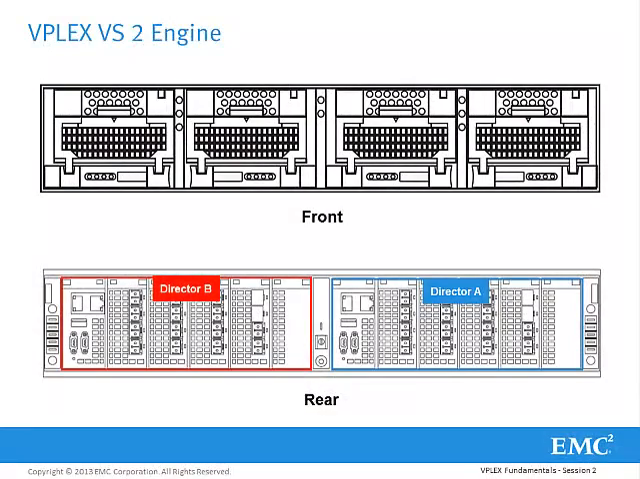A VPLEX engine is a chassis containing two directors, redundant power supplies, fans, I/O modules, and management modules. In the VS2 engine, we have 10 I/O modules, 5 allocated to each director. Each director has one 4-port 8 gigabit per second fiber channel I/O module used for front end, and one 4-port 8 gigabit fiber channel I/O module used for back end. Each of these modules has a 40 gigabit per second effective bandwidth to the CPU of their corresponding director.